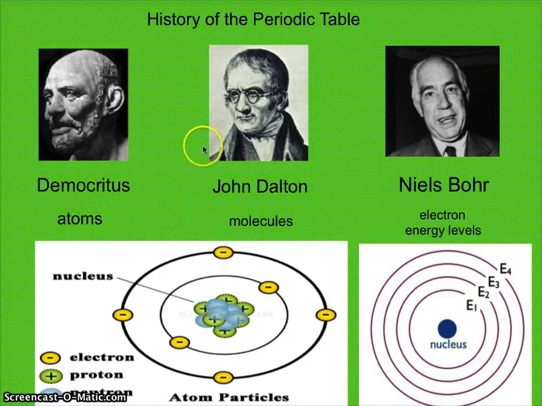Fast forward 1,400 years or more to the 1800s. In 1808, an English school teacher named John Dalton proposed that there were atoms that could not be divided, and the atoms of the same particles were exactly alike. So if you had oxygen atoms, every oxygen atom would be the same. So that's going a little bit farther than Democritus did.